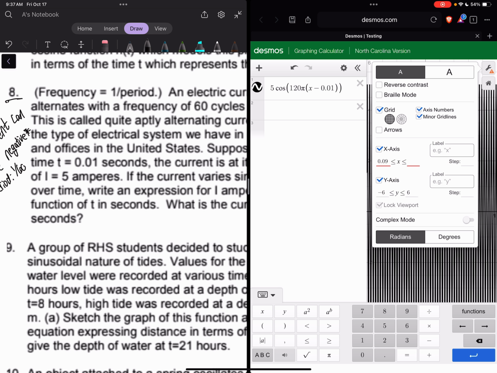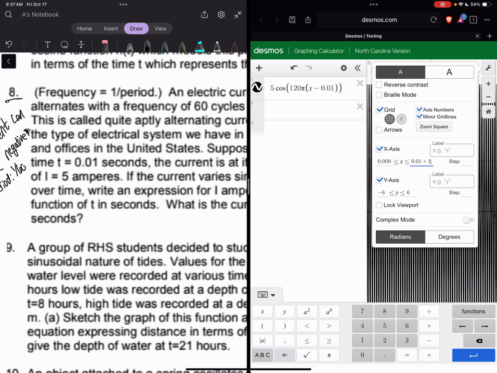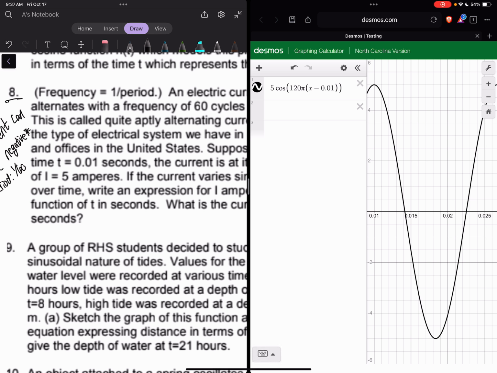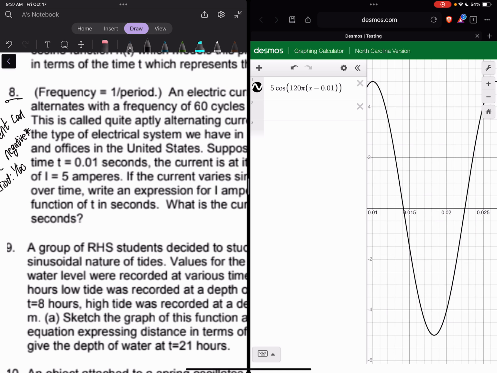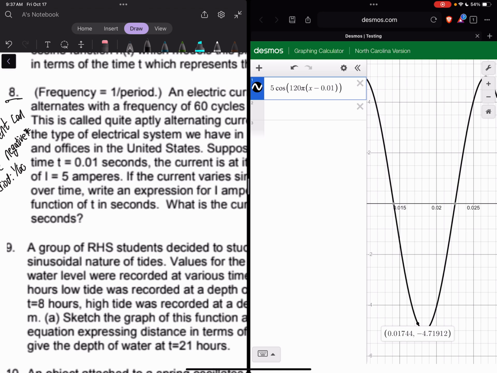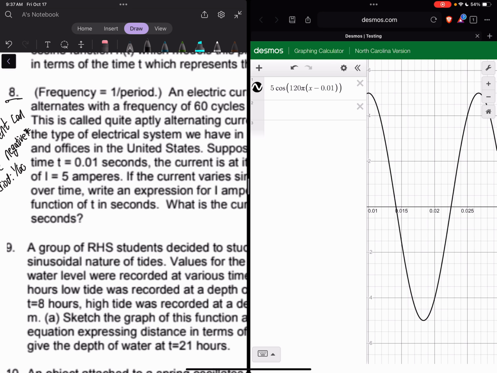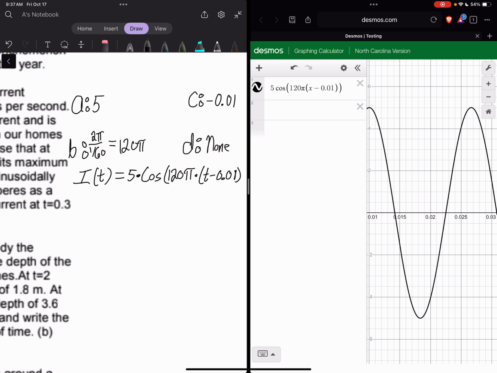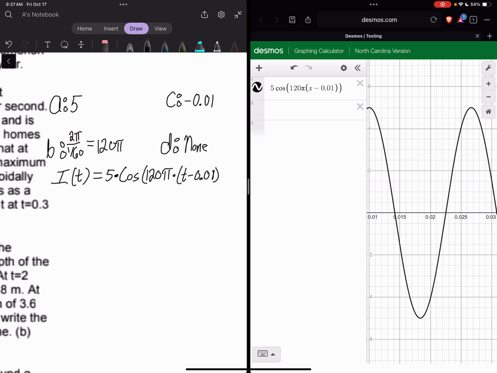If the maximum occurs at 0.01, and my period is 1 over 60, I'm going to add 1 over 60. There is one cycle. That is a much prettier graph, and you can see the entire cycle here. Okay? So this is correct. I just want to show you why it looks funny if you don't know how to zoom in appropriately.